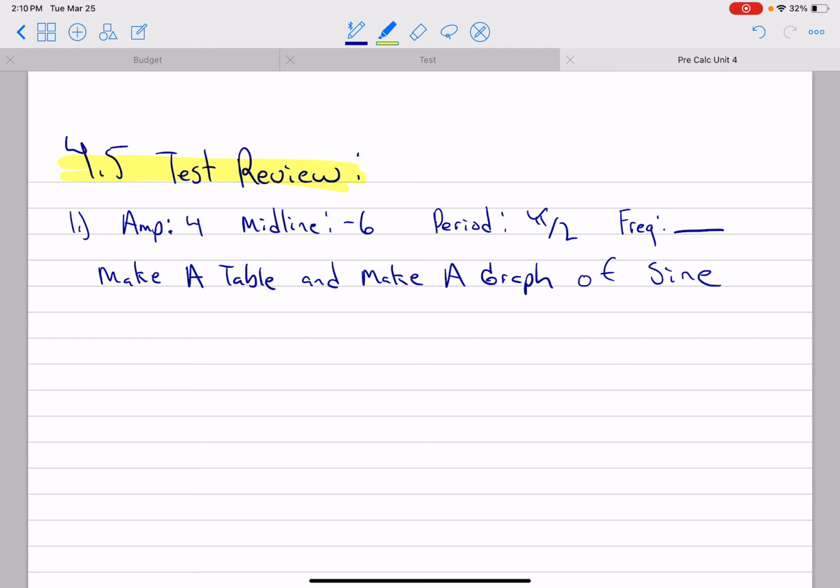So, first question, I'm going to give you this information. You have an amplitude of 4, a midline of -6, a period of pi over 2, and an unknown frequency. What I need you to do is figure out what is the frequency, make a table, and make a graph of sine. So pause it right now and go do all that. Notice you're going to have to draw your graph from scratch. You got this.